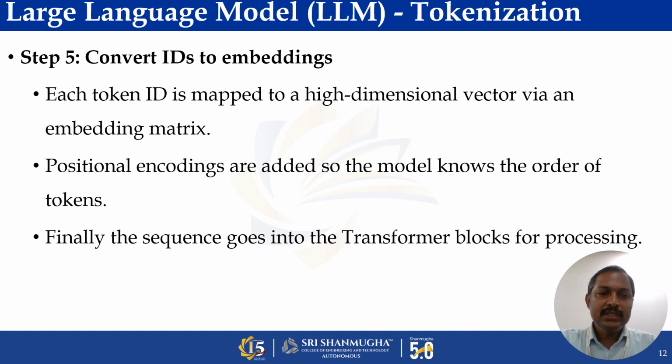Next, finally convert IDs to embeddings. Each token ID is mapped to a high-dimensional vector in an embedding matrix. Positional encodings are added so that the model knows the order of tokens. Finally, the sequence goes into the transformer block for processing. So first the text is given as input and split into tokens. For each token an ID is assigned, which is passed to the embedding and positional encoding. After that, it is given to the transformer block for further processing.